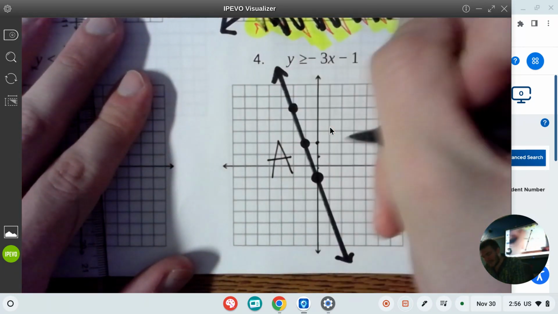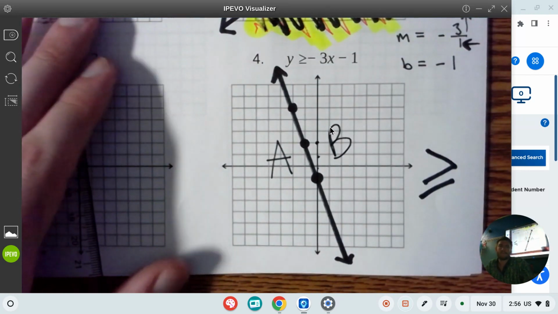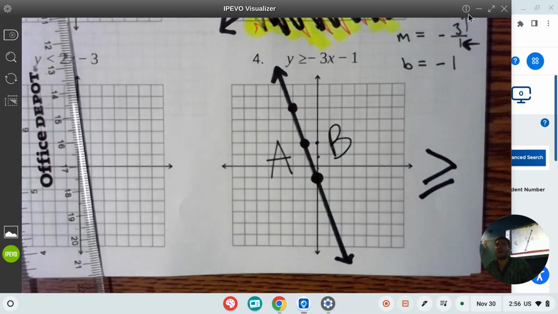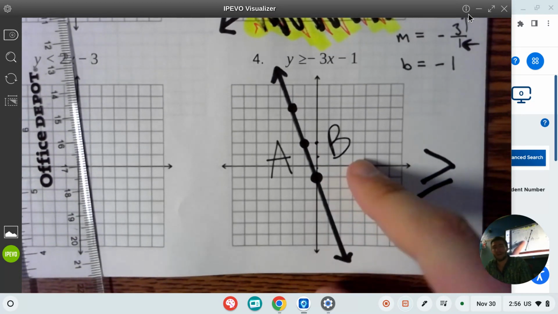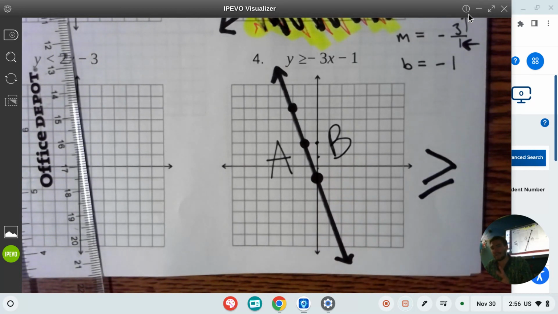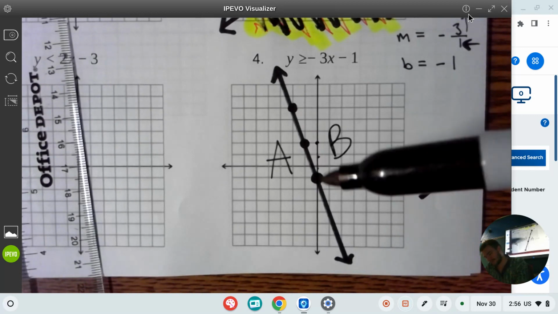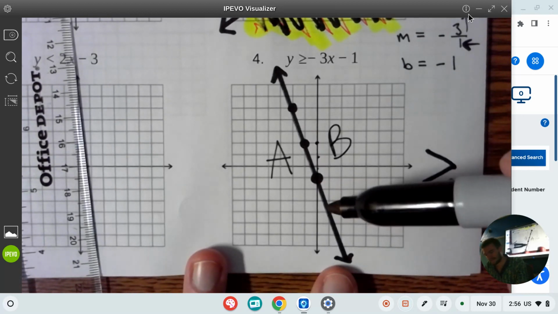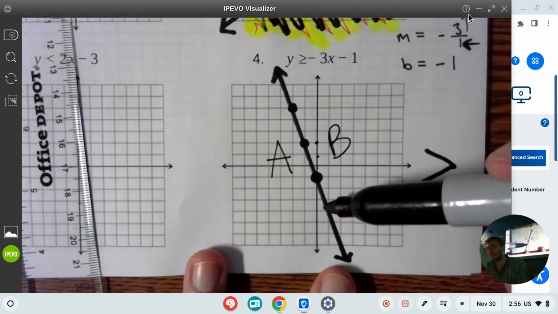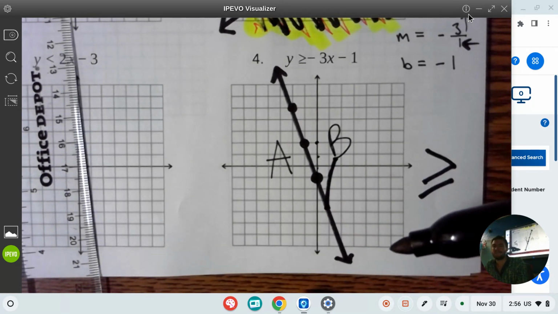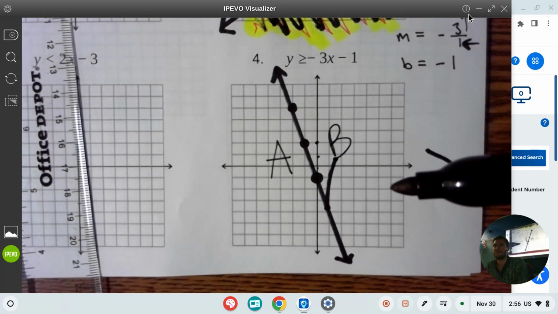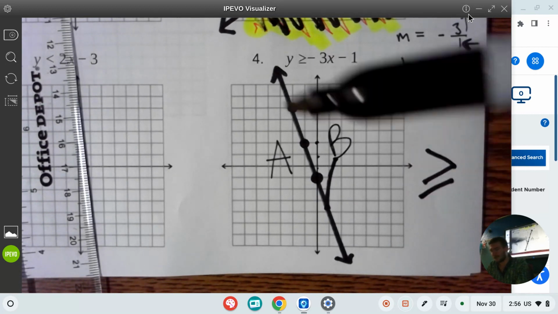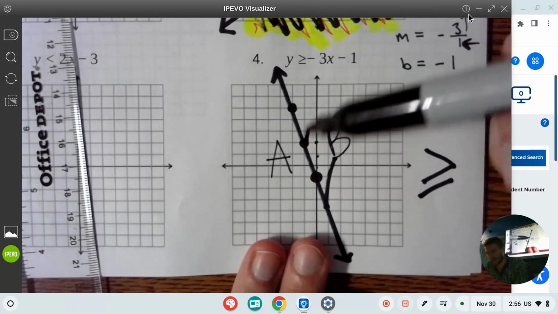I got A and B. Which letter do you think is above the line? B. Now, we heard the right answer. B is the right answer. I'll give you 2 strategies. Strategy number 1: if you put your pencil on the line like this, and then you just go above like that, that's the side that you should color. Right? That's a pretty easy strategy. Put your pencil on the line and go above.